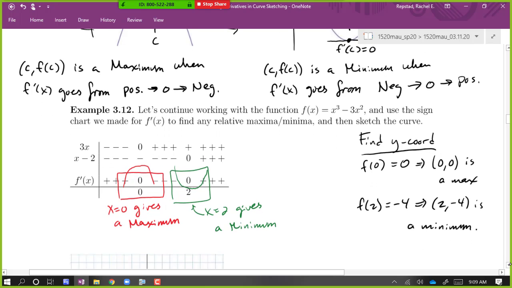Also, they are relative maxima or minima. They're not absolute maximum or minimum values. That's not what the first derivative is going to detect for us.